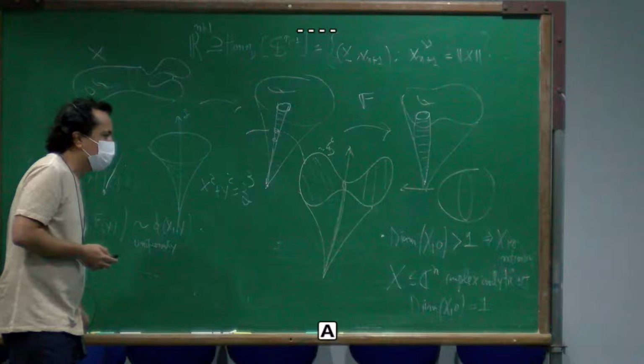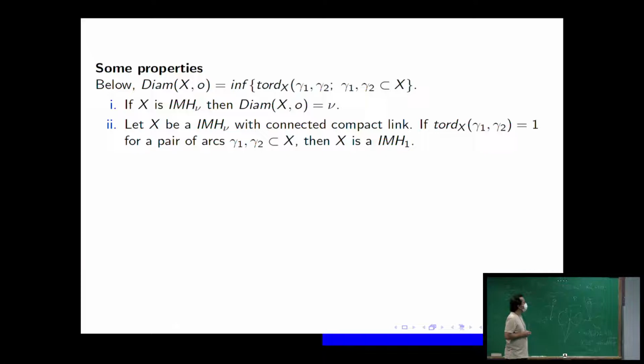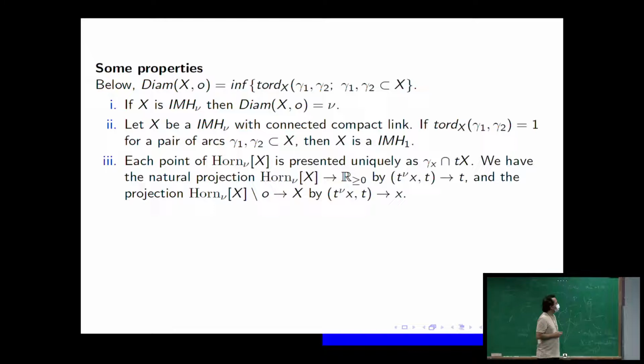The second property is if you have X a horn with connected compact link, and the contact for some arcs is equal to one, then it is immediately conical, an inner metric horn with exponent one. It's enough to take two arcs. Then another property: each point can be presented as the intersection of a slice with some vertical arc of the foliation. So you can describe all the points of horns in this way.